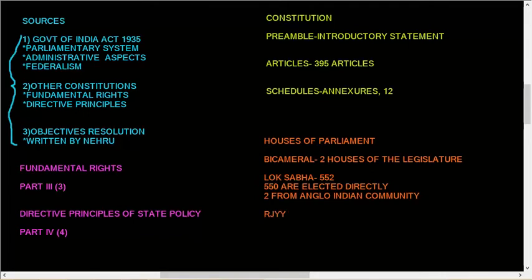And then we have the Rajya Sabha. The Rajya Sabha is the Council of States. The Rajya Sabha has 250 members total, and 238 members are elected indirectly, and 12 are nominated by the president. And that is our system of parliament.